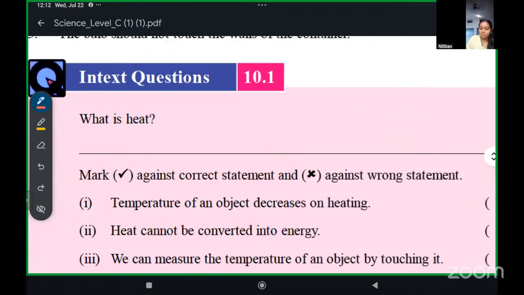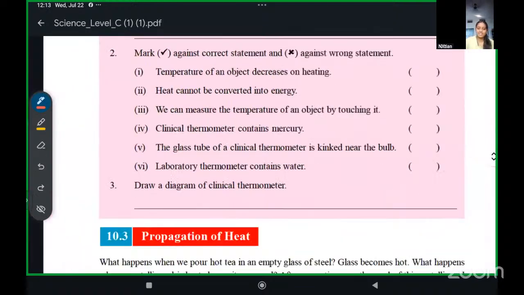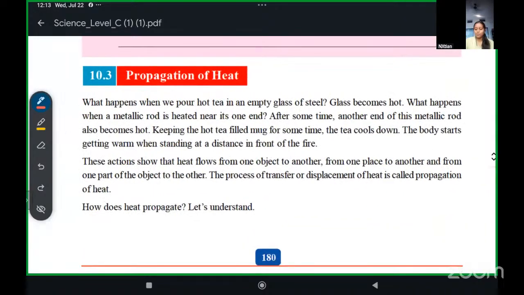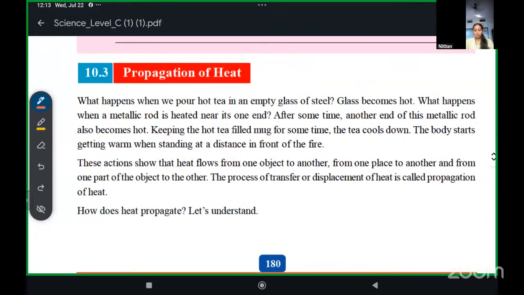In this question, 10.1 is homework. I gave this yesterday. Now, propagation of heat. Propagation means transfer.